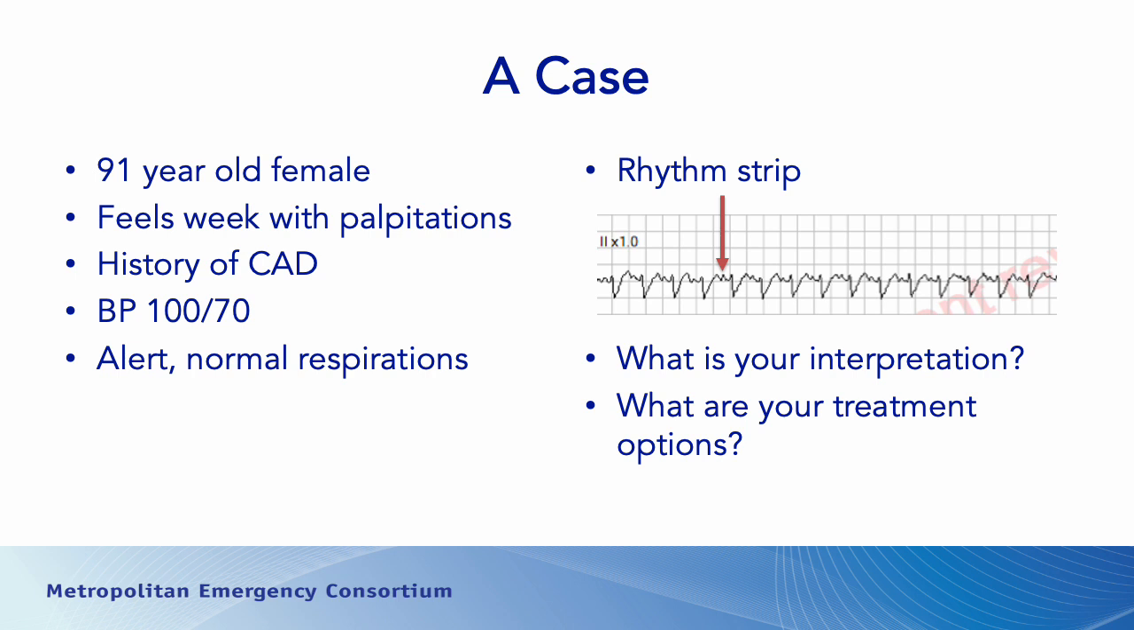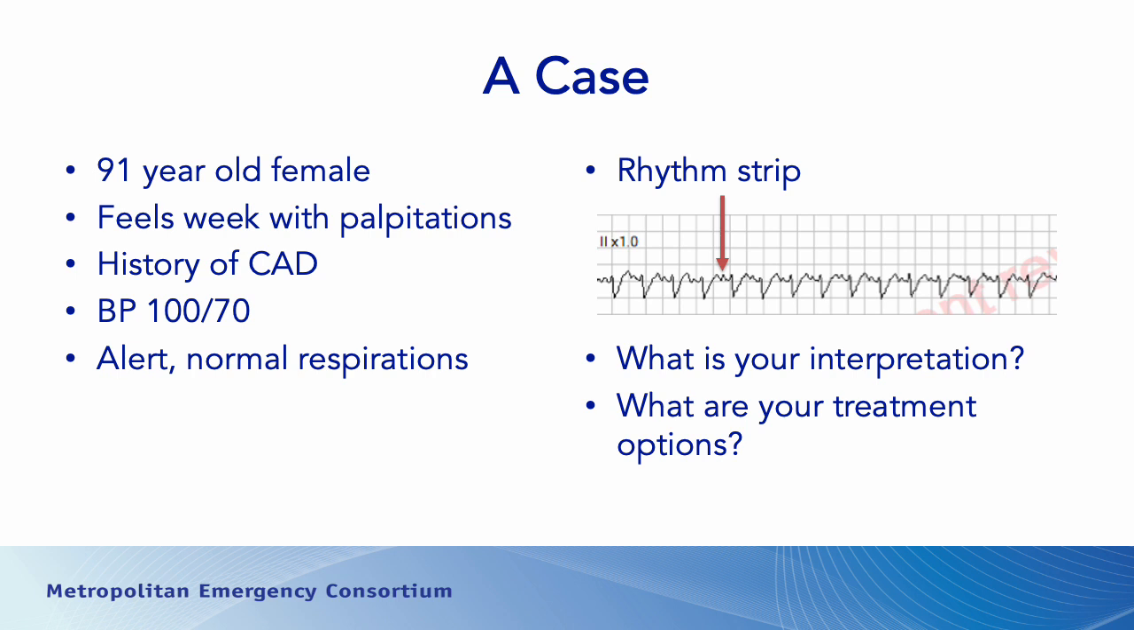So the question is this: is it supraventricular with aberrancy? Is it ventricular tachycardia, and how are we going to treat it? When I look at it, I see those waveforms look like T or P waves, so it could be atrial flutter, it could be P waves from an SVT. Not really sure at this point, but how am I going to treat it? What are my treatment options?